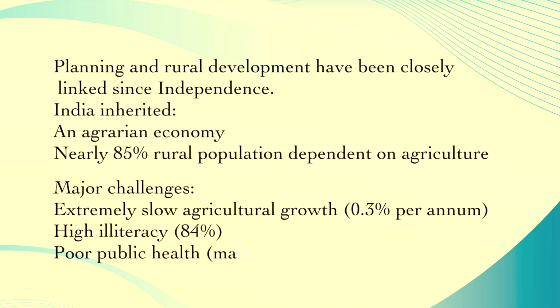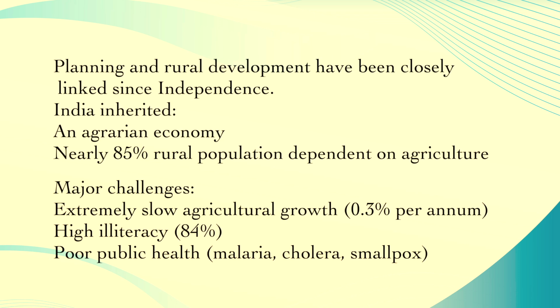So, we all know that planning and rural development in India has been deeply connected since independence. To understand this connection, it is important to see why organized and systematic planning was viewed as essential for bringing about rural transformation in the newly formed state. Government intervention in rural development became imperative as India at the time of independence was largely an agrarian economy with nearly 85% of its population residing in rural areas and dependent on agriculture and allied sectors for their livelihood.